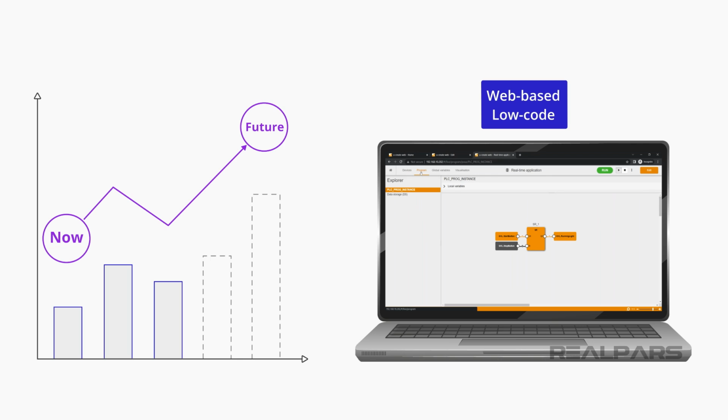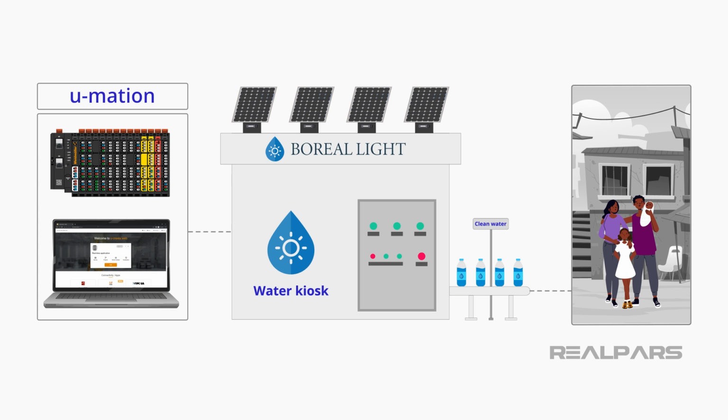In the introduction to this video, I explained that low-code web-based technology will be very important for the future of industrial automation. But web-based low-code technology is already changing the way innovative companies deliver automation systems and projects. One such company is Boreal Light, who use the u-mation platform to power their water kiosk product. The water kiosk is a water treatment machine that provides clean drinking water to rural villages in Africa.